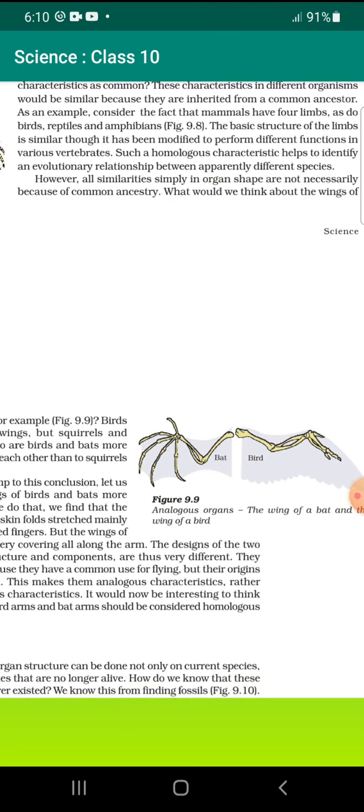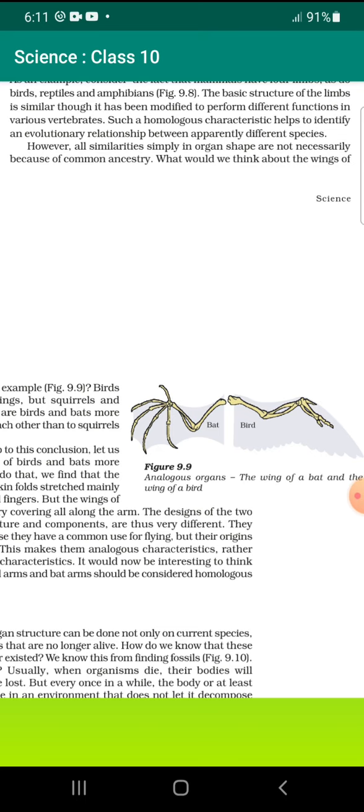vertebrates. Such homologous characteristics help to identify an evolutionary relationship between apparently different species. However, all similarities in organ shape are not necessarily because of common ancestry. What would we think about the wings of birds and bats? For example, birds and bats have wings, but squirrels and lizards do not.